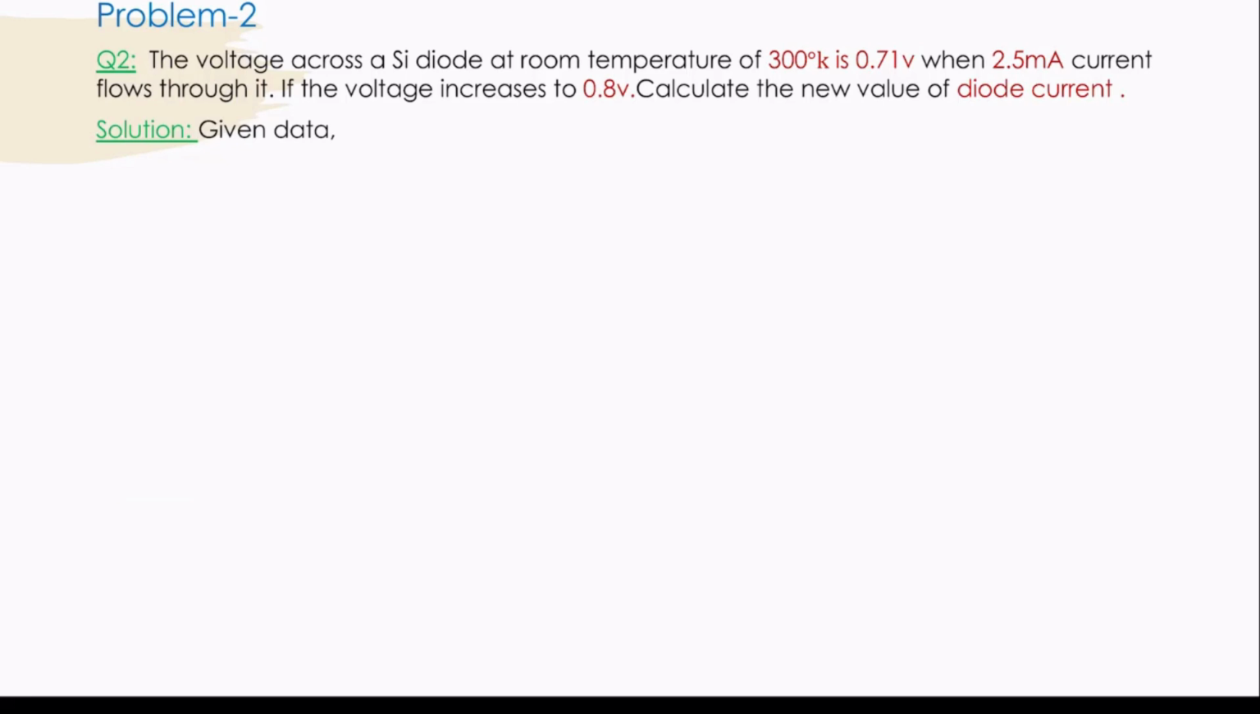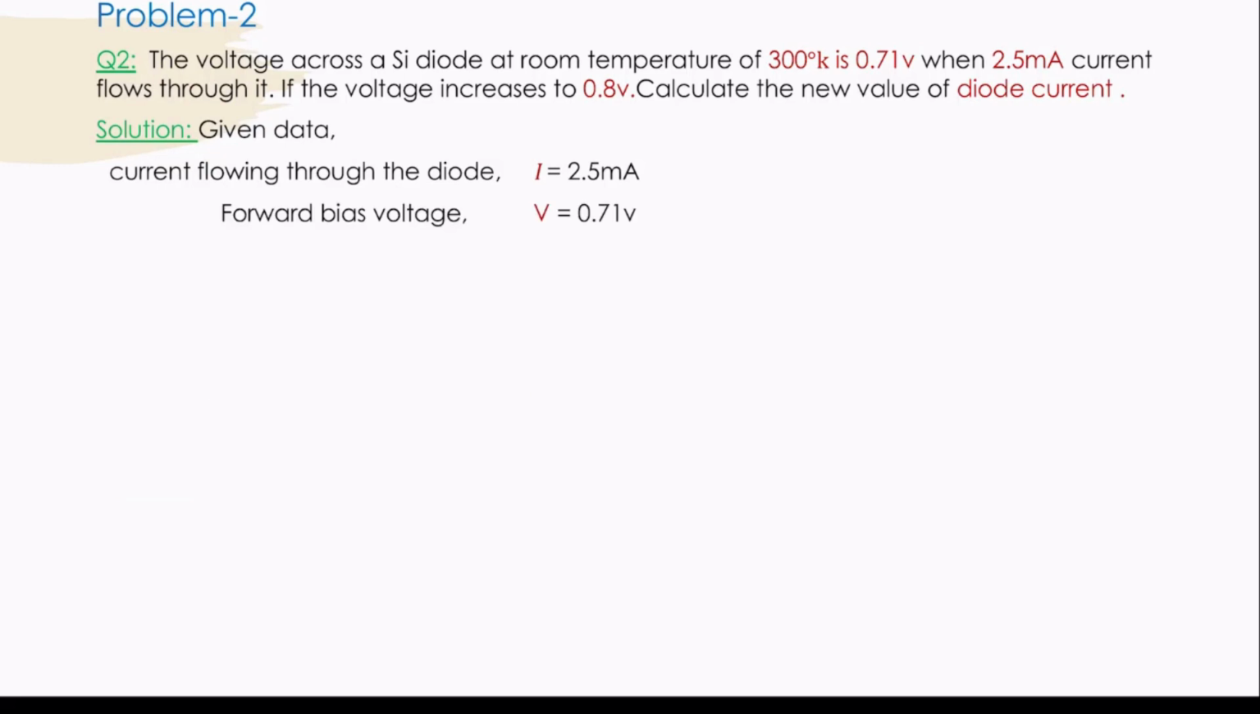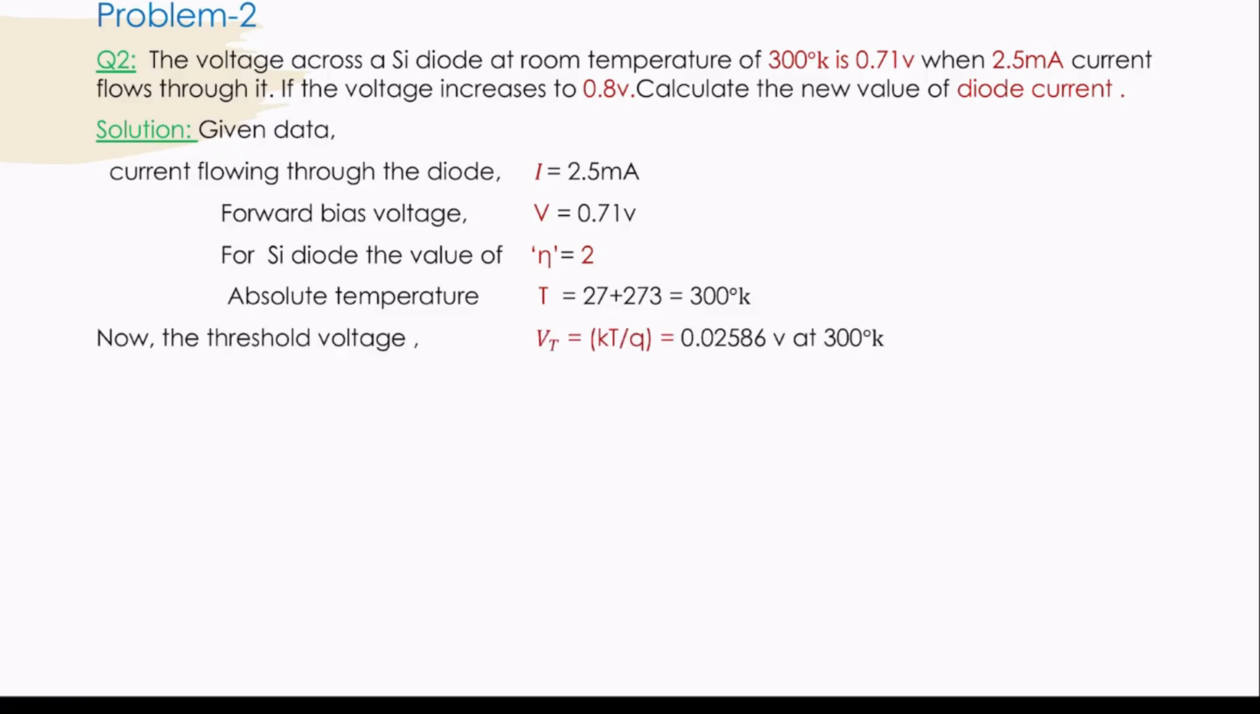According to the given data, current flowing through the diode I is given as 2.5 milliamperes. The forward bias voltage V is given as 0.71 volts. And for the silicon diode, the value of eta is equal to 2. Absolute temperature T is equal to 27 plus 273, which is equal to 300 degrees Kelvin. And the threshold voltage Vt is equal to kT by q, which is equal to 0.02586 volts at 300 degrees Kelvin. Now we know the expression for the diode current equation, which is I is equal to I0 into e to the power of V by eta Vt minus 1.